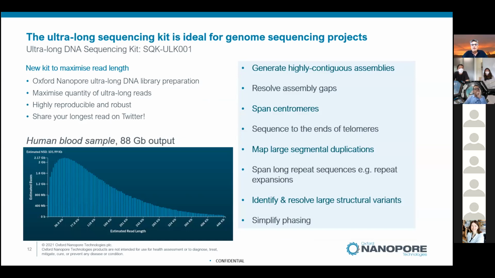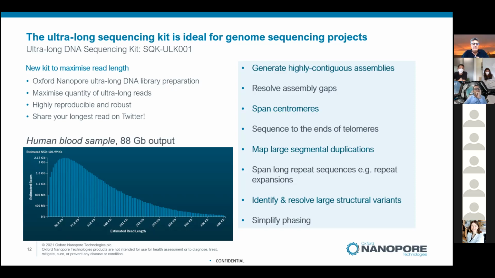Another important aspect I don't want to skip over is our ultra long read sequencing kit. This was released about a year ago, so it's not brand new, but it's incredibly useful. It really helps us with genome assemblies, resolving gaps in reference genomes, spanning centromeres, telomeres, and complex structural variants. And also it simplifies phasing and improves phasing of SNPs, phasing of indels, phasing of methylation.